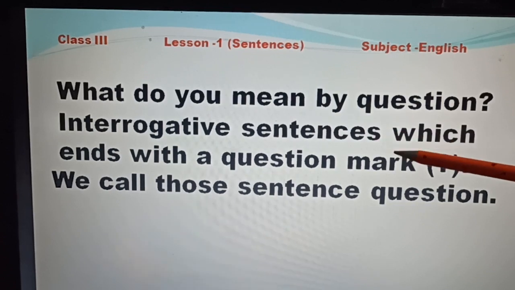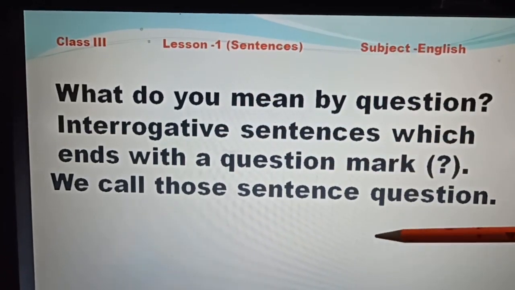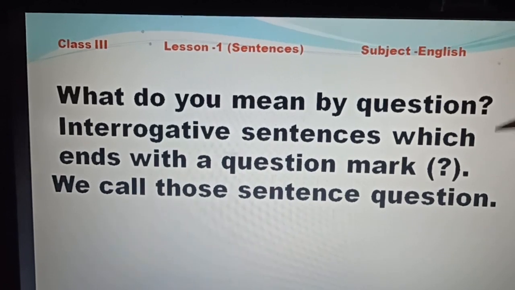Interrogative sentences which end with a question mark, we call those sentences questions.